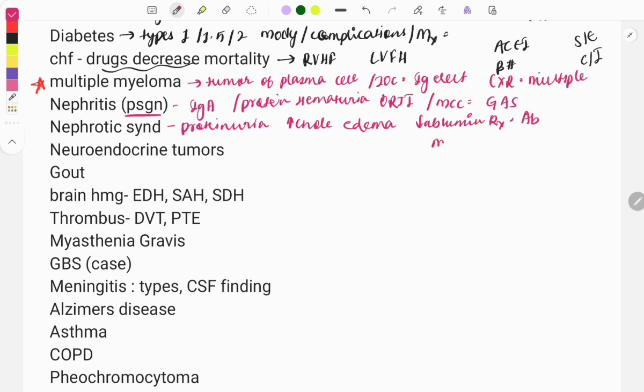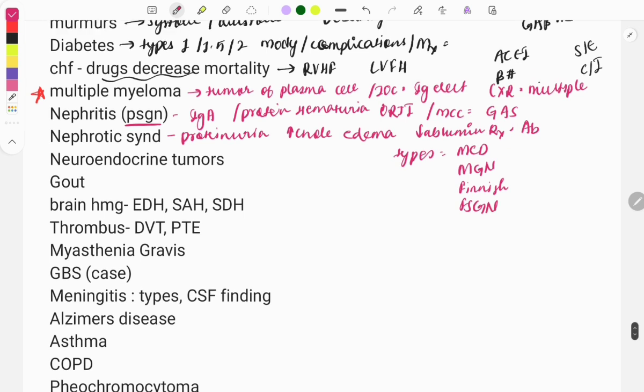Then questions are asked on the types of nephrotic syndrome. In children, the most common type is minimal change disease, and in adults, it is membranous glomerulonephritis, and in neonates, it is the Finnish type. And if there is an HIV patient or an immunocompromised patient, then focal segmental glomerulosclerosis can be seen.